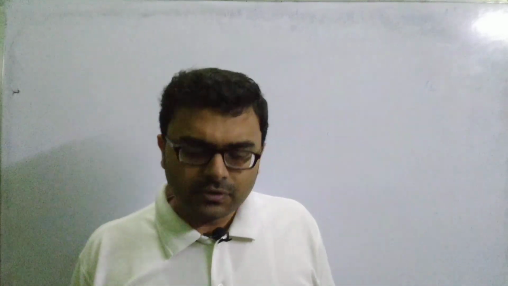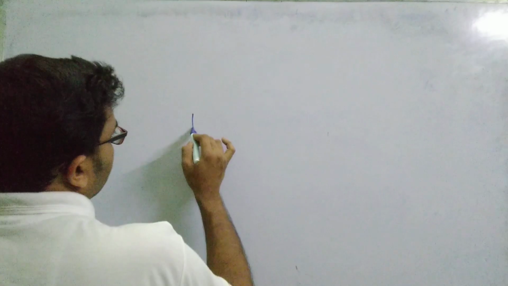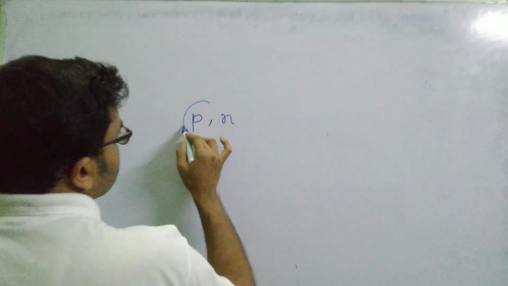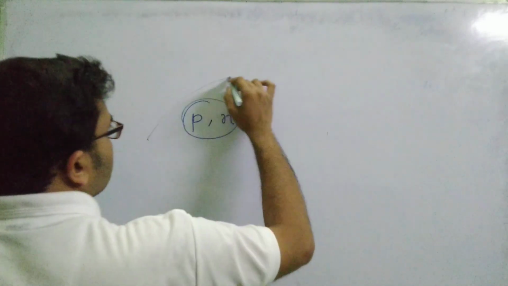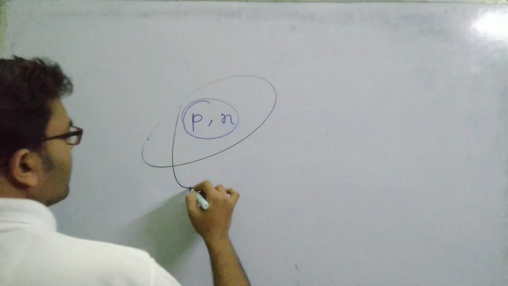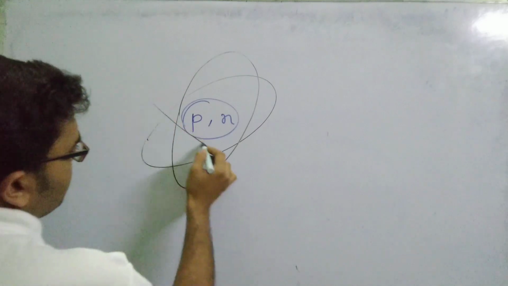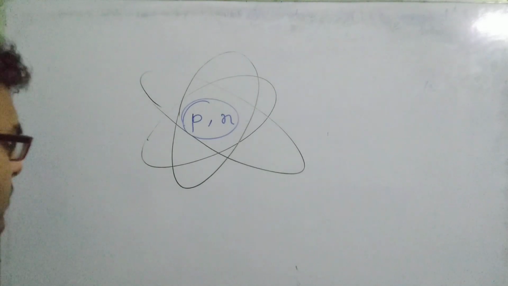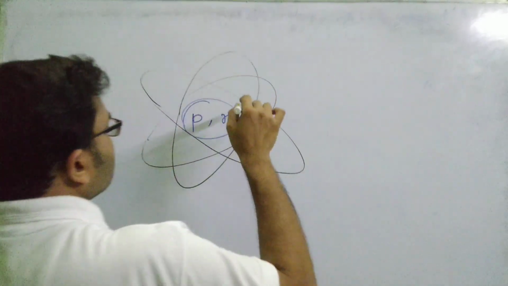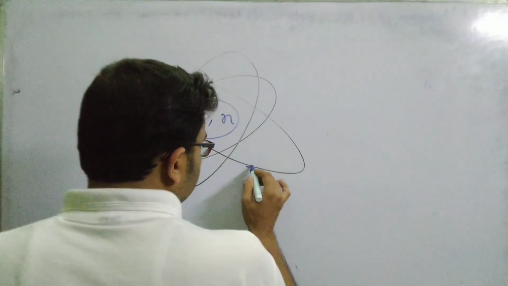around the sun. Likewise, in an atom it is considered that there is a central region where the protons and neutrons are present. Around these protons and neutrons are circular or elliptical orbits, like our solar system. These are the orbits in which the electrons are continuously revolving around the nucleus in definite orbits. So this is the structure of the atom.